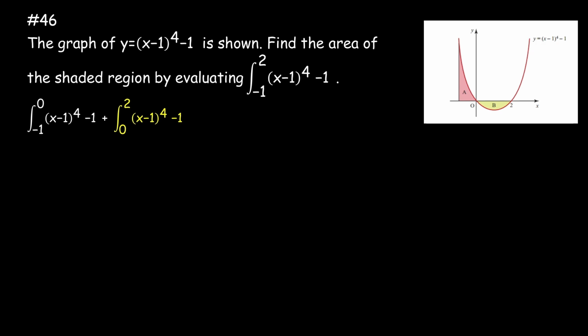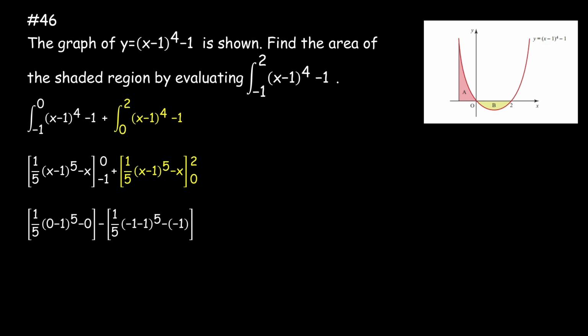So the integral of (x − 1)^4 is equal to 1/5 (x − 1)^5, from -1 to 0, plus 1/5 (x − 1)^5 from 0 to 2. If we substitute each of these limits, we would get -1/5 minus -32/5, plus 1. That's for the first part.